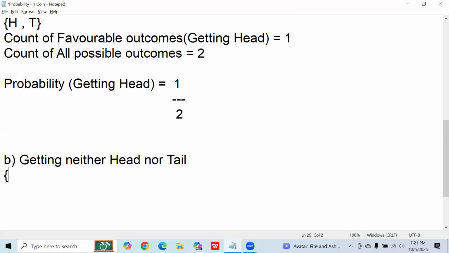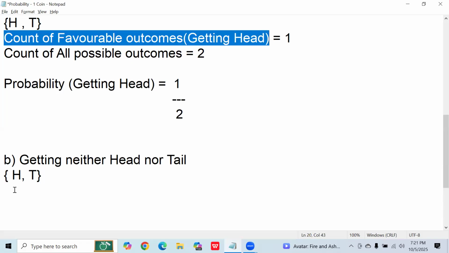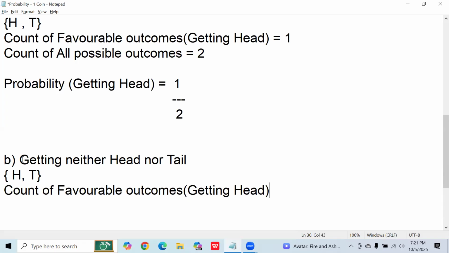First of all, let's write down all possible outcomes, that is heads and tails. Now we will find out the count of favorable outcomes. In this case, favorable means getting neither head nor tail. So we should not get any head, and we should not get any tail. Let's look at the H. Is it neither head nor tail? We have a head here, so we cannot consider this. Can we consider T? We want neither head nor tail. Here it's a tail, so we cannot consider this.